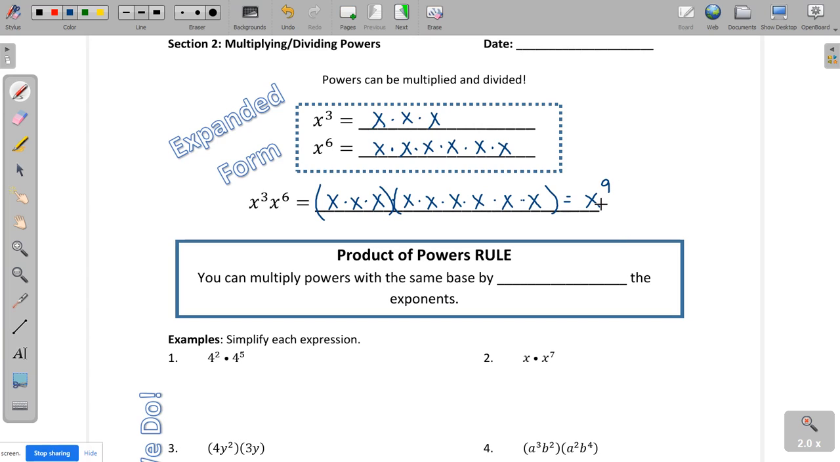So this is going to go into our rule. You can multiply powers with the same base by adding the exponents. So instead of writing out each one in extended form, we could just do 6 plus 3 to give us 9.